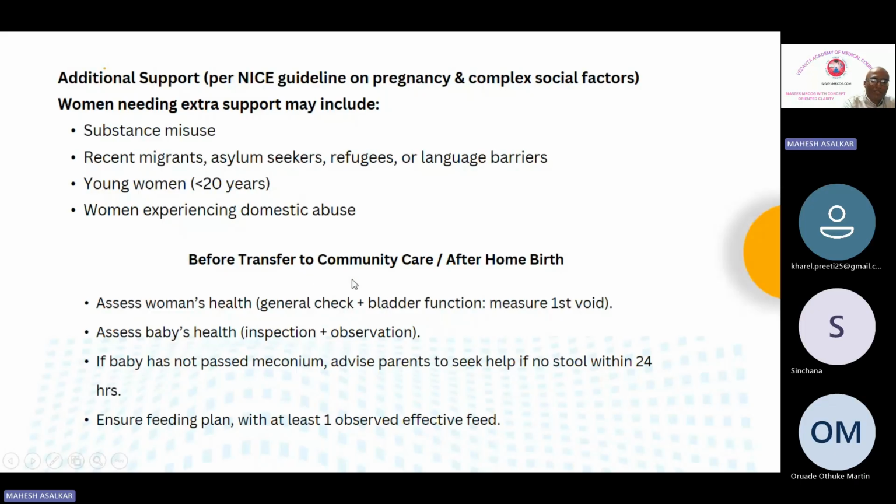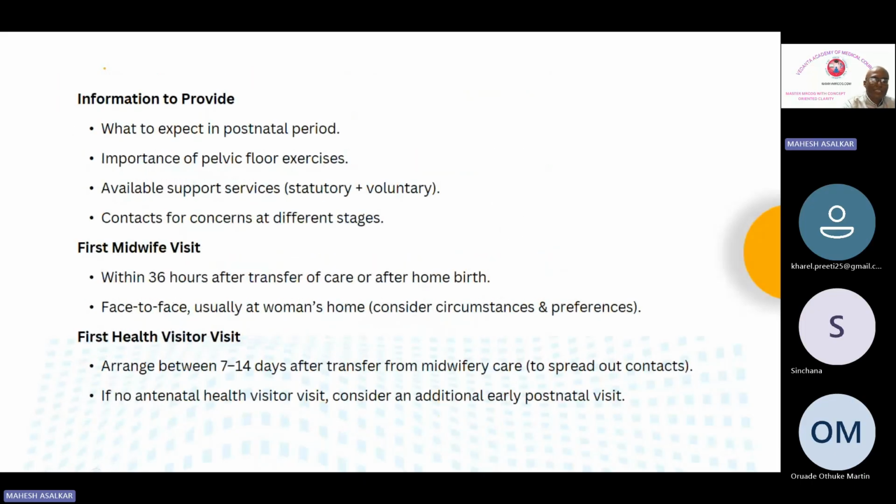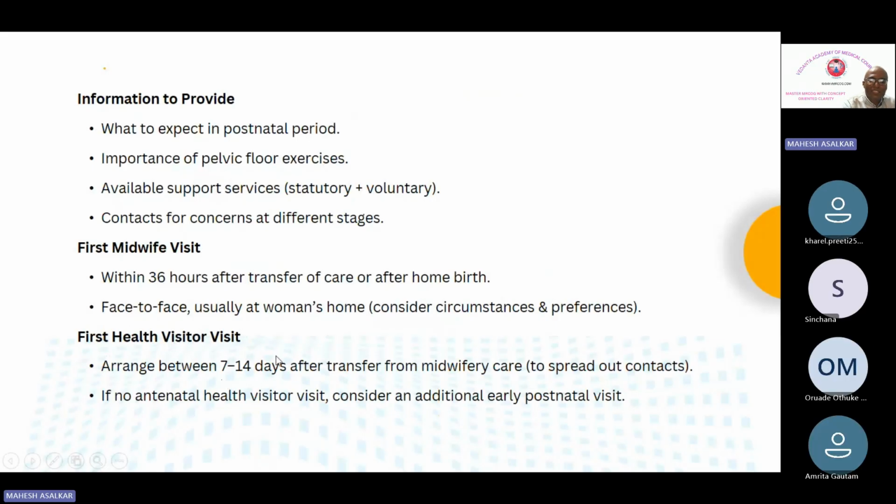Before transfer to the community, there is always a transfer of care of that particular woman. If the patient is delivered in the hospital, then she'll go into the community, then the community midwife will take care, and the health visitor is also there. So these are certain instructions. The first midwife visit is within 36 hours after transfer of care or after home birth, face to face, usually at the woman's home. Then the first health visitor visit is between 7 to 14 days after transfer from the midwifery care. Okay.